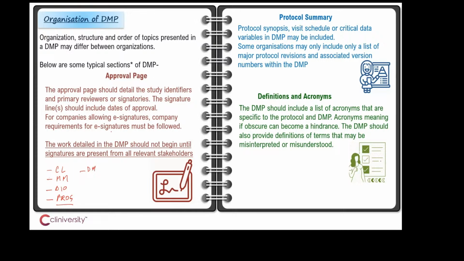So signatures have to be there, or approval has to be there. The authorization page should have all of these people listed, and there should be signatures from each of them. If this is created by a sponsor's CRO, then probably there will be another signature by the sponsor that they also approve the CRO DMP.